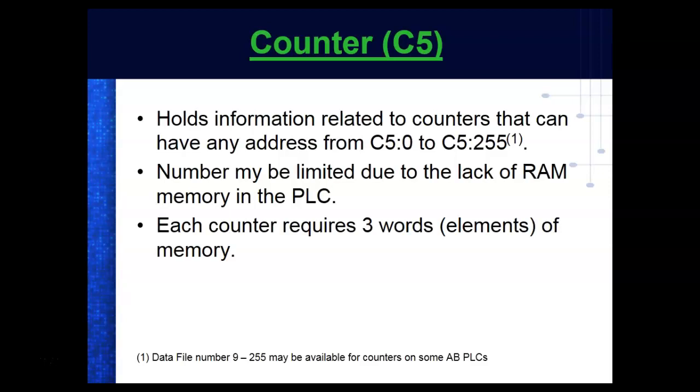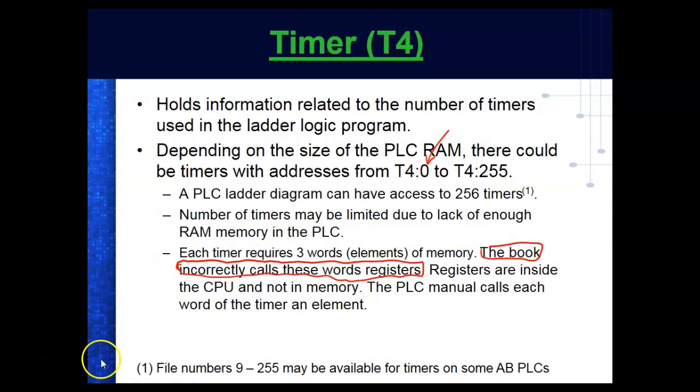Counters hold information related to counters. We can have up to 255, but notice down at the bottom, if I've got the right PLC, like the 1100s, then I can assign it, file numbers 9 to 255 may be available. So I showed y'all how to add more timers, right? Okay. And this is one of the problems that programmers realized was going on with 500. 500 is a really nice operating system or application. It's really clean. It's been around for a while. But the problem is in here, the PLC manages the memory.